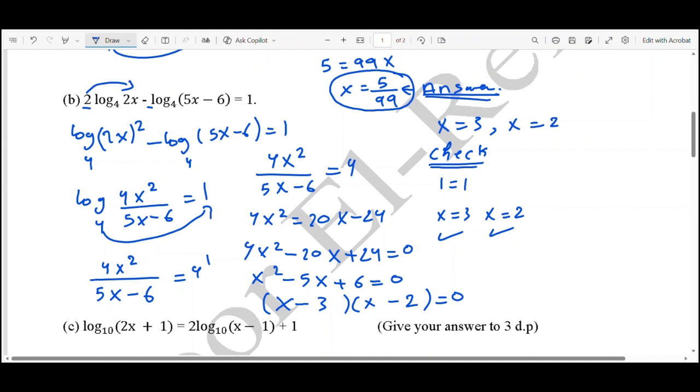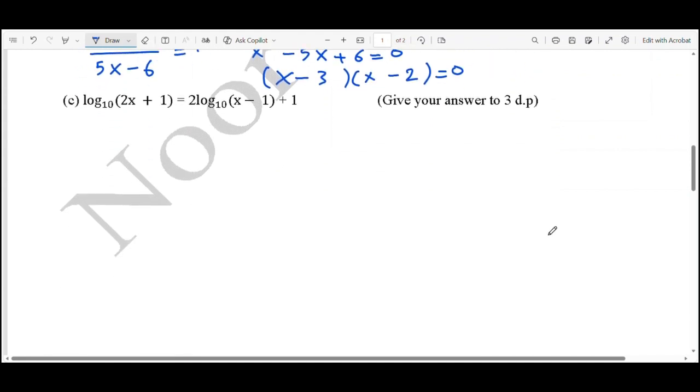Let's move to number 3. They want you to write the answer to 3 significant figures. I advise you to pause the video for 3 or 4 minutes, try to solve it, and just check your steps with my steps.